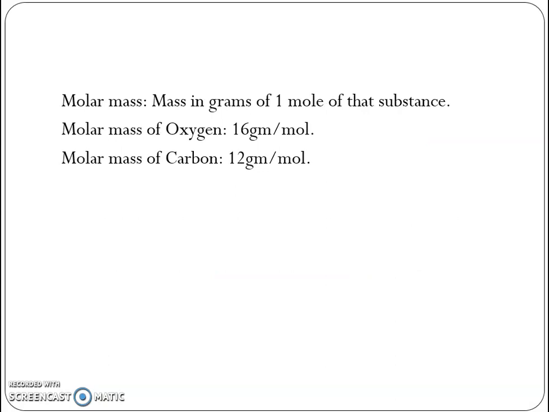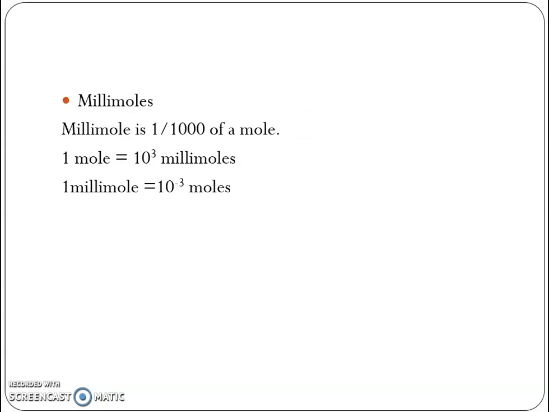So how can you calculate molar mass? Mass in grams of 1 mole of the substance is known as its molar mass. Molar mass of oxygen is 16 gram per mole. It means that 1 mole of oxygen weighs 16 gram. Molar mass of carbon is 12 gram per mole. This means that 1 mole of carbon will weigh 12 grams. Millimoles. Millimole is 1 upon 1000th of a mole. So we can say 1 mole is 10 raised to power 3 millimoles, or you can say 1 millimole is 10 raised to power minus 3 moles.